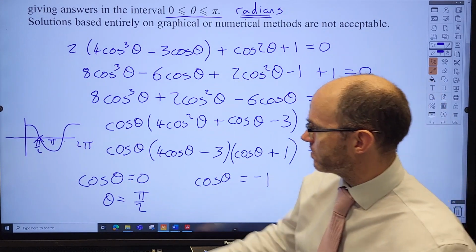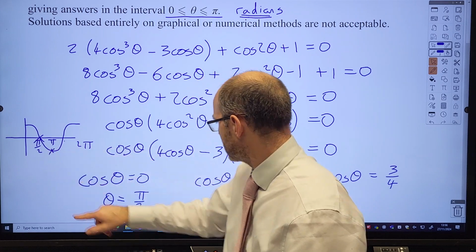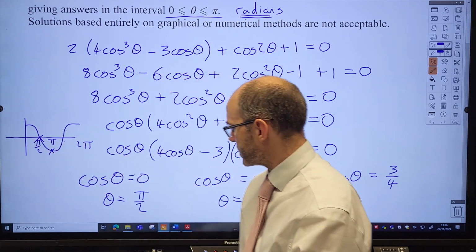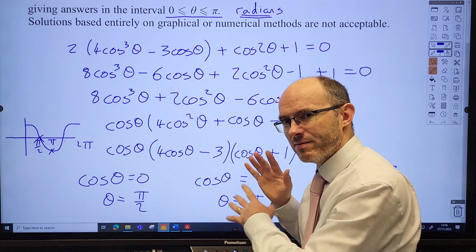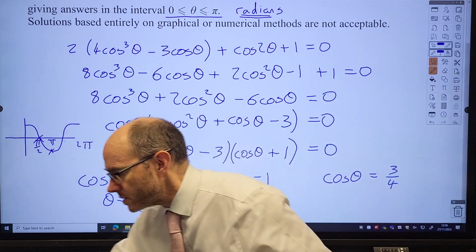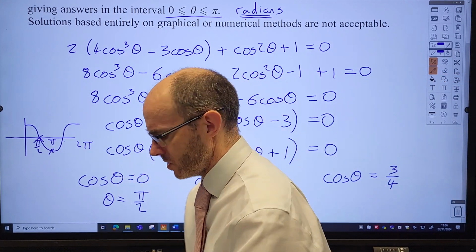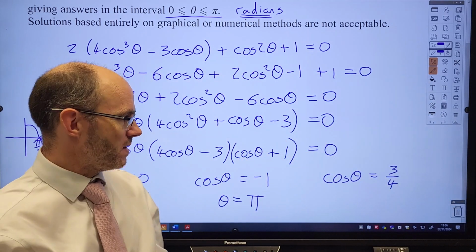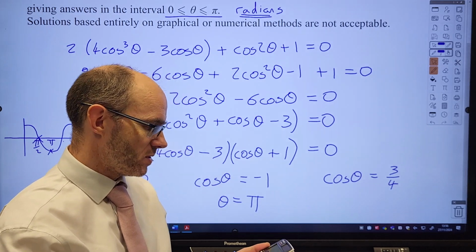This one, so you can see from the graph, negative 1 there, so it's going to be just pi. That's the only one between. That's right on the edge, just right on the boundary of the interval, isn't it? And then this one, this is the time where I use my calculator because I can't do that one in my head. So in radians mode, inverse cosine of 3 over 4.